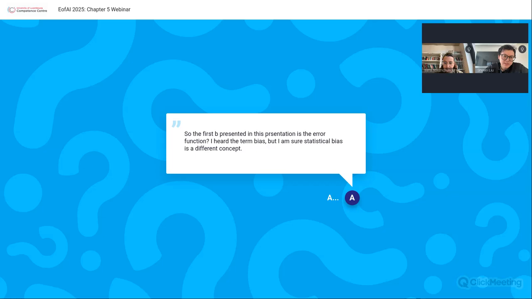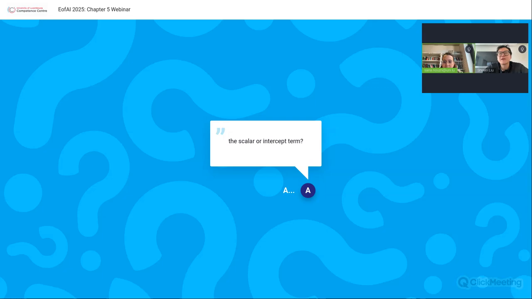The first B is present in the error function. I think he answered himself. I hear the term bias. Yeah, it's a bias. We call it a bias. It's just another parameter you can add on your output. Like you say, the scalar. Yeah, this is a scalar.